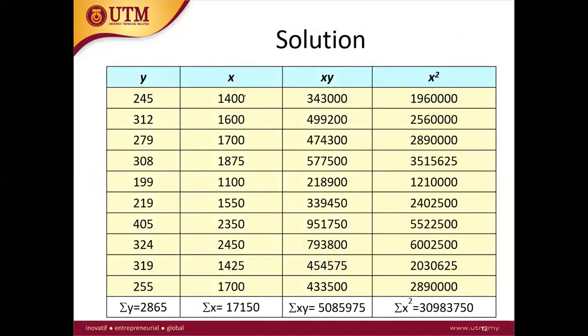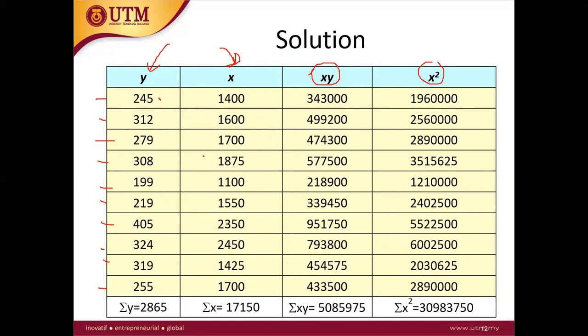Right. So to solve this problem, the first step is we need to calculate the values of x times y, xy, and x squared. The price is in the first column, Y, and the size of the house is in the second column. There are 10 combinations of house price with the size of the house.